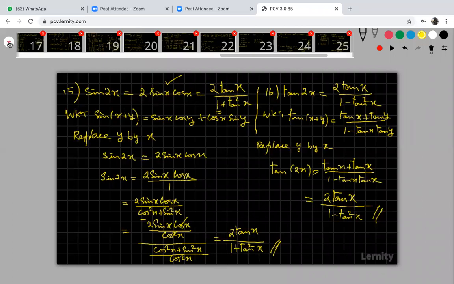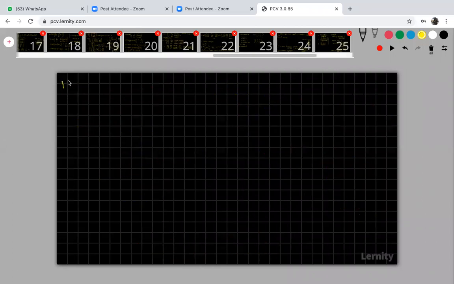Right. The next one is the 17th property: sin 3x is 3 sin x minus 4 sin cube x. Okay, so this sin 3x can be written as sin of 2x plus x.